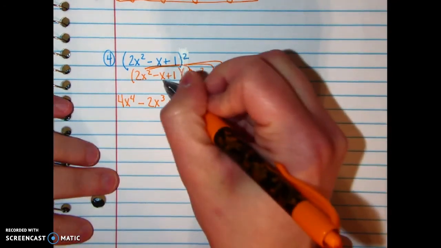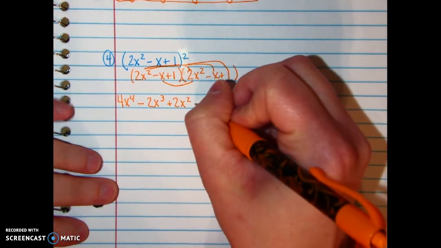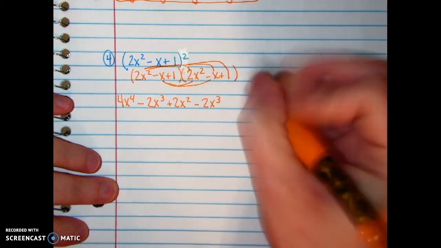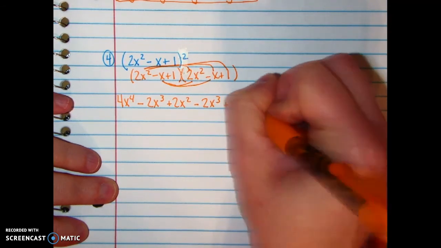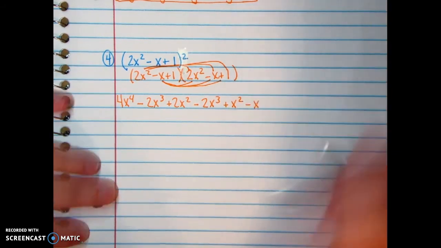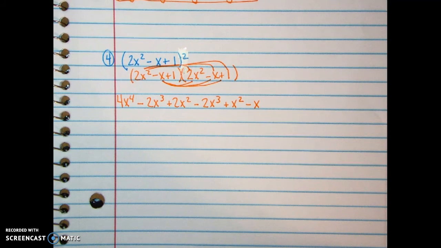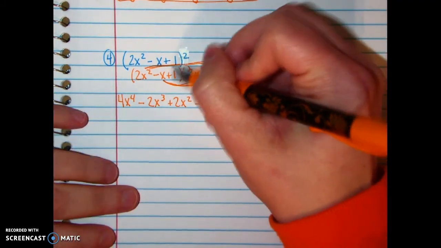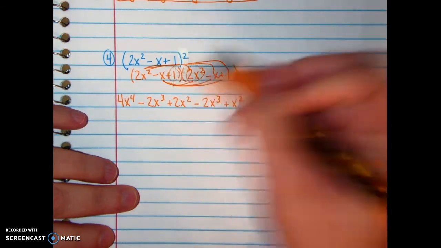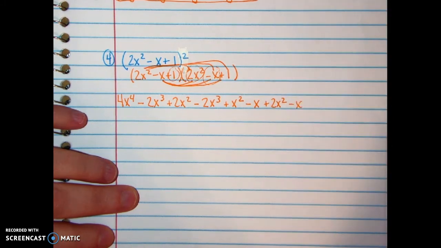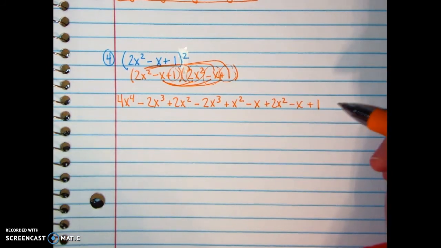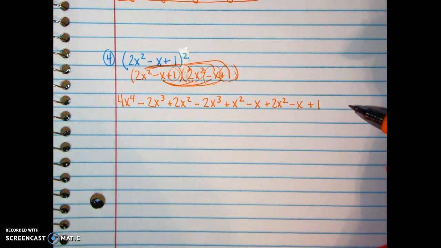Okay, and then for this one, negative x times 2x squared is negative 2x cubed. Negative x times negative x is a positive x squared. Negative x times 1 is negative x. Okay, and this one, it's 1 times 2x squared, so that's 2x squared. 1 times negative x is negative x. 1 times 1 is 1. And a lot of people put 2 for that one for some odd reason, but all of you know that 1 times 1 is 1.